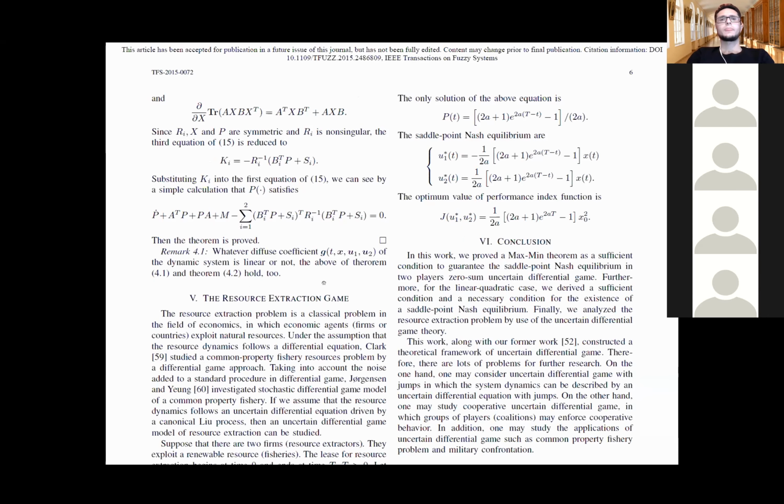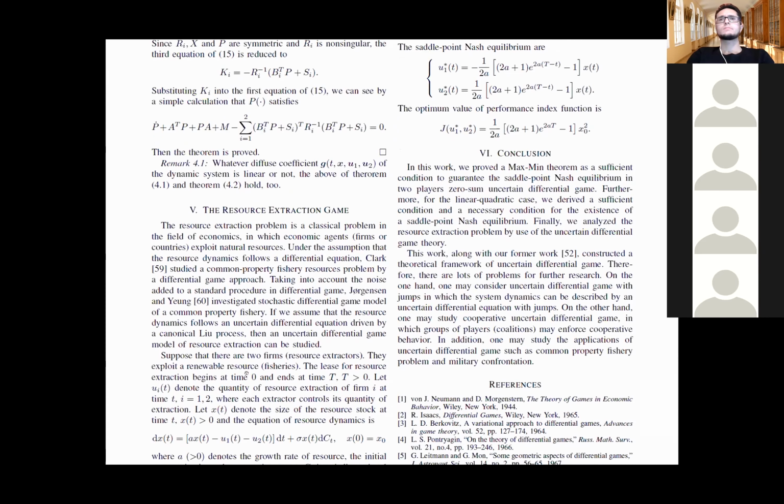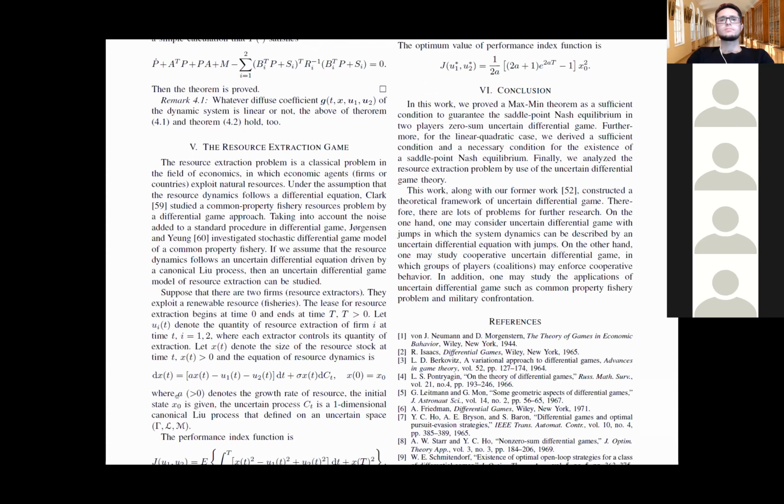This is the application. They give the resource exploitation game, just a simple example. Look at this. They give the differential equation: x(t) = a x(t) dt, where a denotes the growth rate of the resource. The initial state x0 is given. The uncertain process C_t is a one-dimensional Liu process defined on the uncertain space.